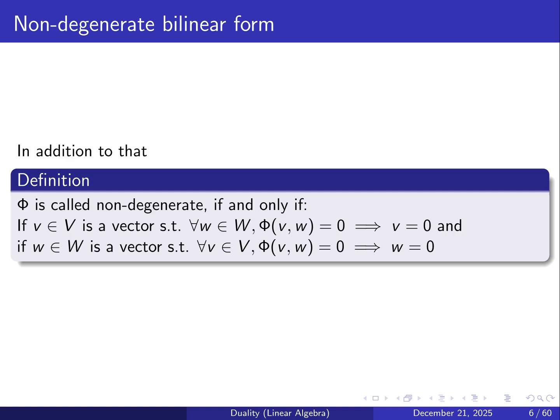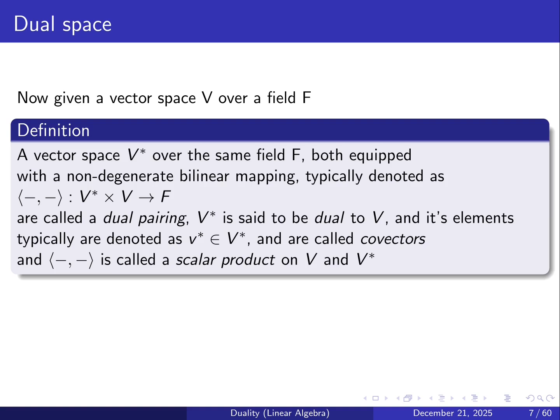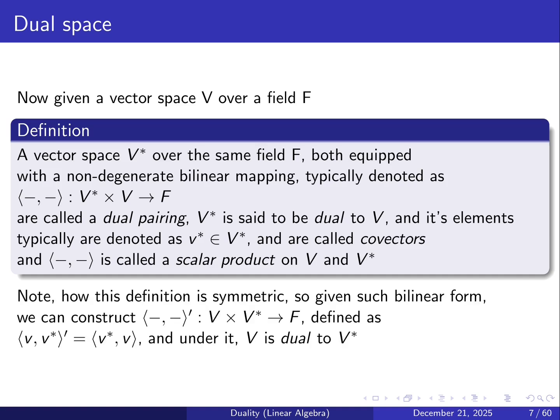Now finally we can define the concept of a dual space. Given a vector space V over the field F, a vector space V star over the same field, both equipped with a non-degenerate bilinear form, typically denoted with angle brackets, are called a dual pairing. V star is said to be dual to V, and its elements, typically denoted as v star, are called covectors. And the bilinear form is called a scalar product on V and V star. Note how this definition is symmetric. So given such a bilinear form, we can construct another bilinear form defined as just swapping V and V star, and under it, V is dual to V star.